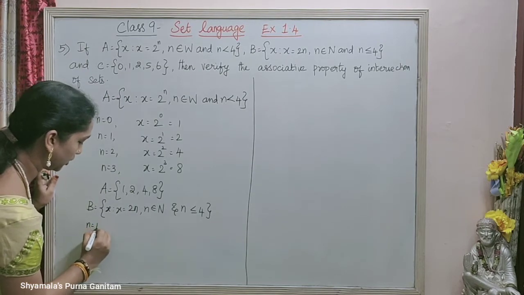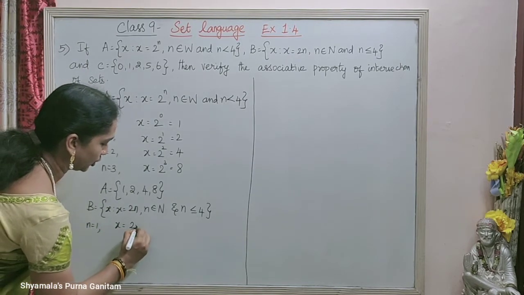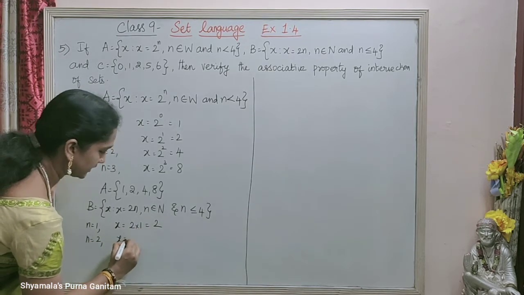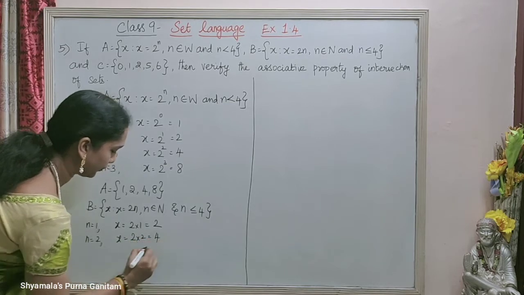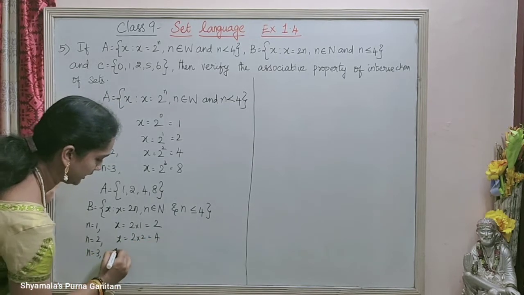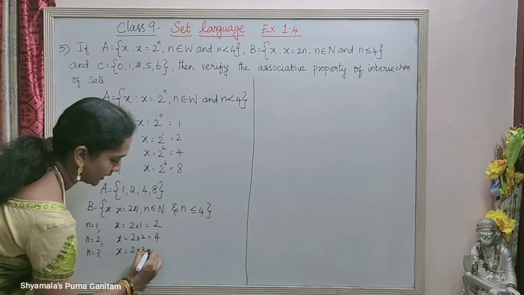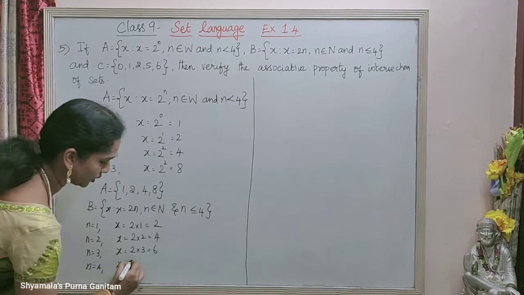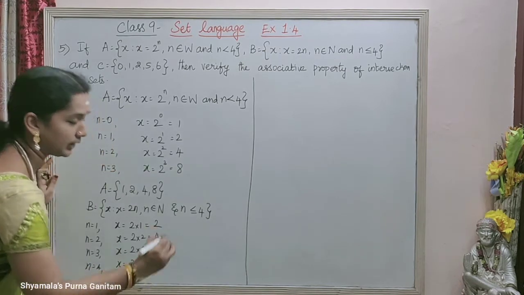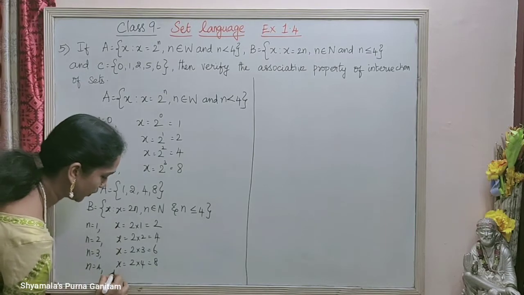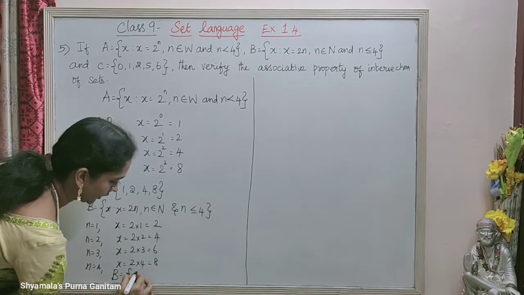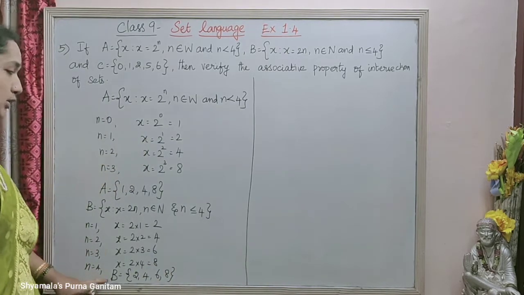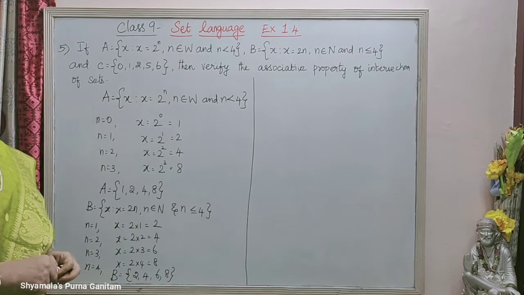So n is equal to 1, so x is equal to 2 into 1, that is equal to 2. Then n is equal to 2, x is equal to 2 into 2, that is equal to 4. Then n is equal to 3, x is equal to 2 into 3, that is equal to 6. Then n is equal to 4, x is equal to 2 into 4, that is equal to 8. So what are all the elements we will get for B? B is equal to {2, 4, 6, 8}. So these are the elements of B.